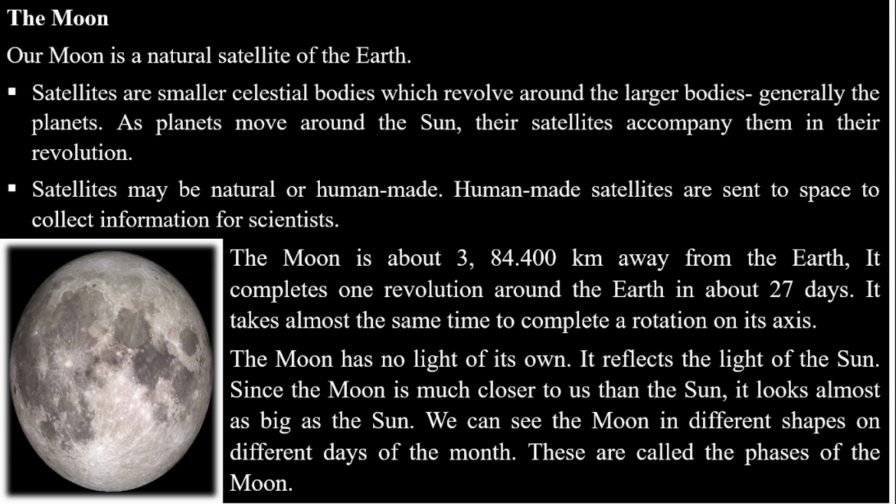As I said, the moon has no light of its own. The moon does not have its own specific light. It reflects the light of the sun. Since the moon is much closer to us than the sun, it looks almost as big as the sun. We can see the moon in different shapes on different days of the month. These are called the phases of the moon.